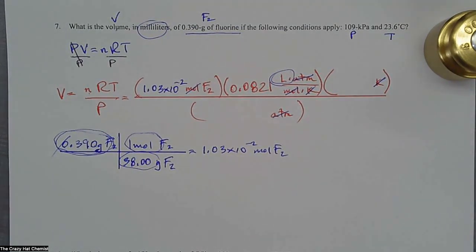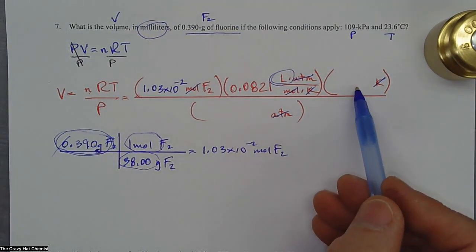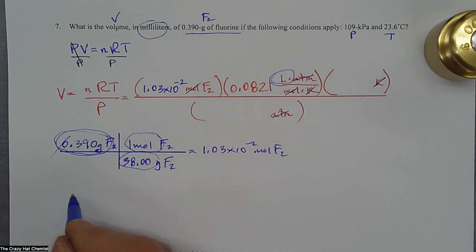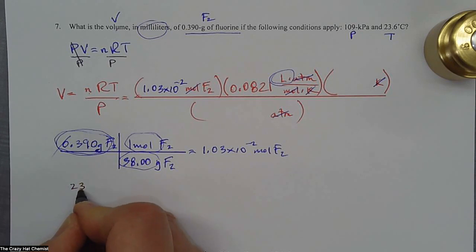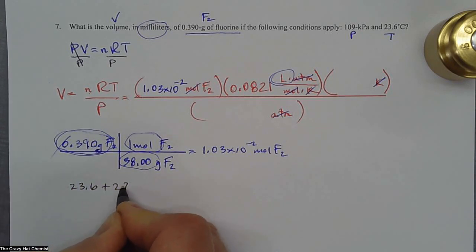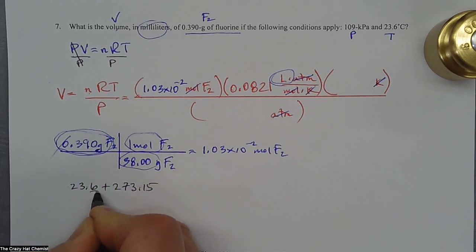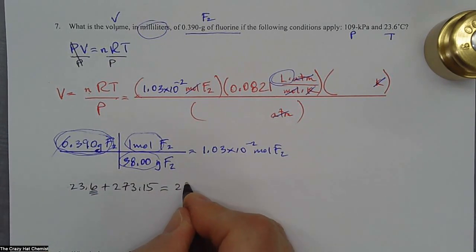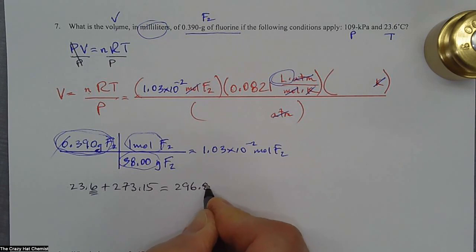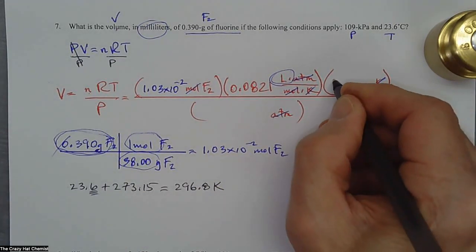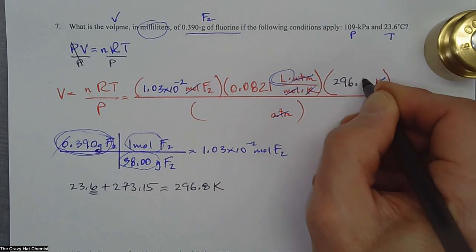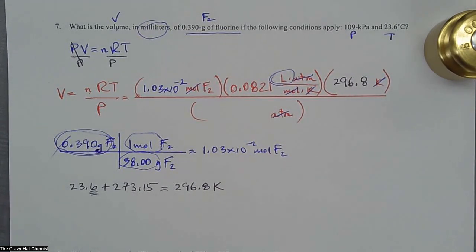All right, now we are going to do the next one, and that's our temperature conversion. I'll do that right down below here, in a different color. So 23.6 plus 273.15. I'm going to round it to 1 decimal. And so this is going to be 296.8 Kelvin. I'm going to place that right here, 296.8, and I already have my units of Kelvin.